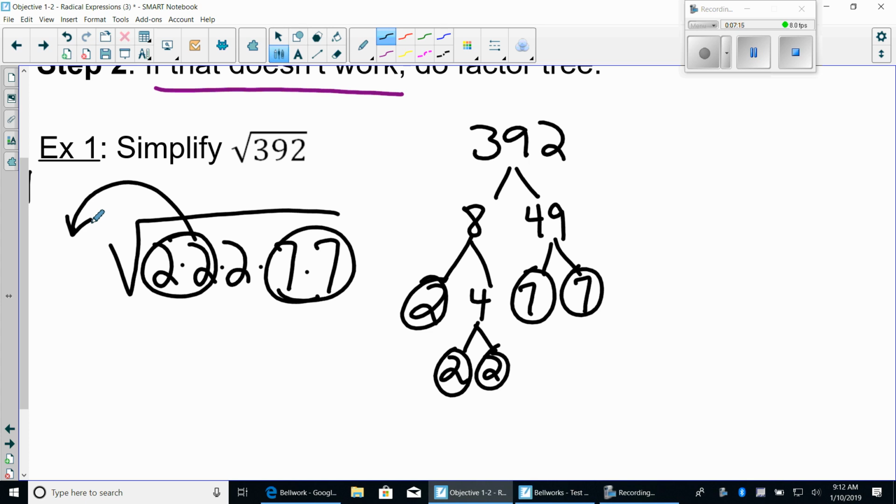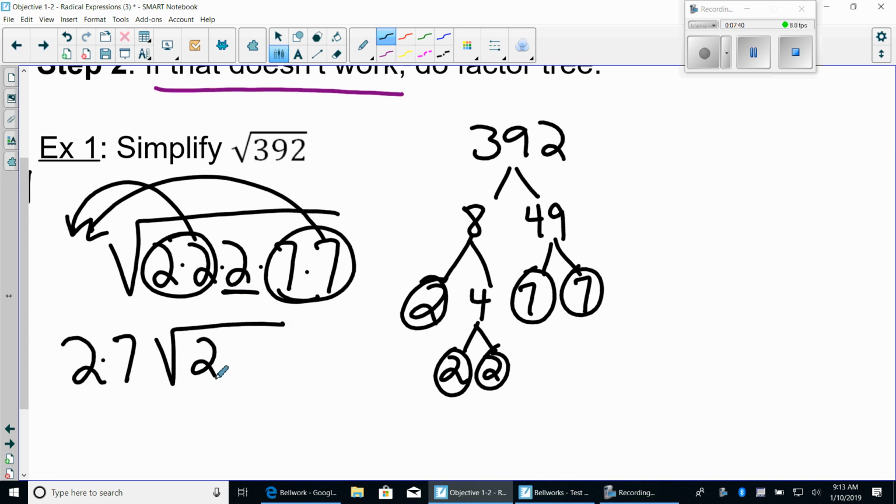Okay, but when it comes out, let me ask you this. When we're playing Go Fish, would I count that as I got 2 matches, or is that 1 match of 2s? So when it comes to the outside, it comes out as 1 set of 2s. So it only comes out as 1 2. Do you understand that? That's just 1 match. And then I can also take out a 7. What's going to be left underneath? A 2. What do you do with the 2 and the 7? You multiply them.